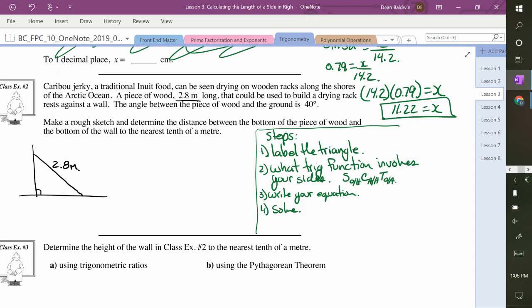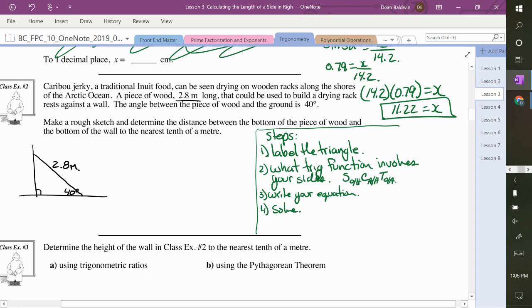And the angle between the piece of wood and the ground is 40 degrees. Where do I write 40 degrees? Do I write it here or there? Here. The first one. This is 40 degrees. Now we have a triangle.